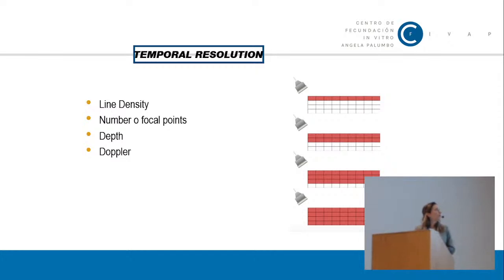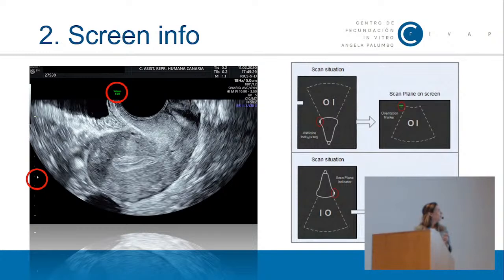Now we are going to briefly review the information that we have on the screen. We have this white triangle on the left that is the point with the best resolution on our image. We have this green signal here that corresponds with the notch on the probe. If we put the notch of the probe to the left, then this side will be the left of the patient.